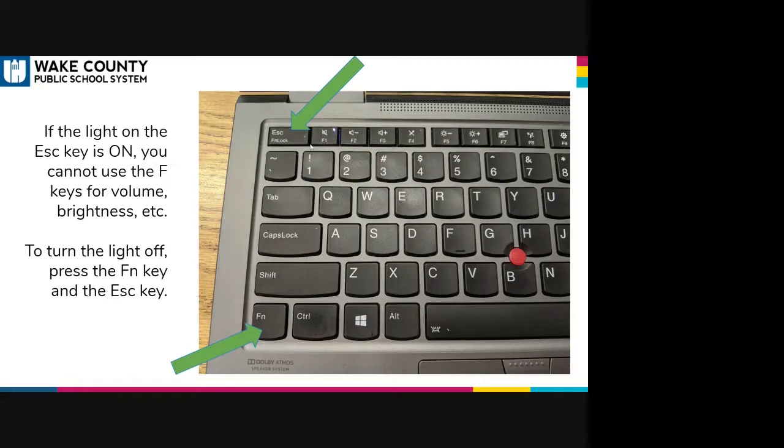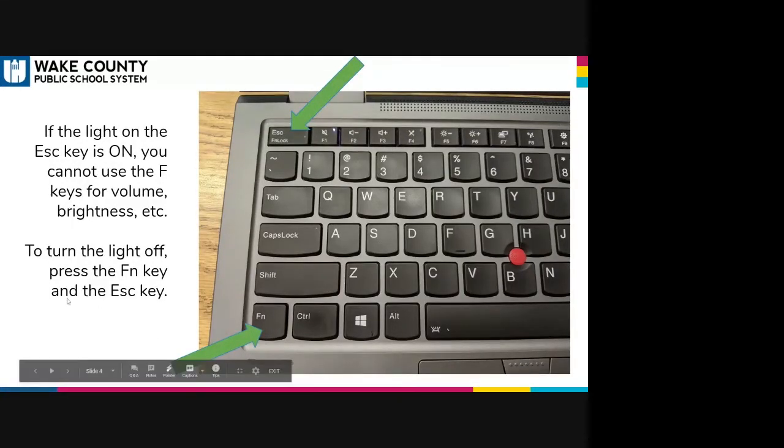If that light is on the escape button, I can't use them. So to turn that off, you press and hold the function button and the escape button at the same time. That will turn it off and you'll be able to use those buttons as what the pictures show. For instance, over here is the screen brightness down and screen brightness up, instead of the F keys. Just a helpful little tip: if some people have been wondering why their volume keys or their brightness keys don't work, that might be why.